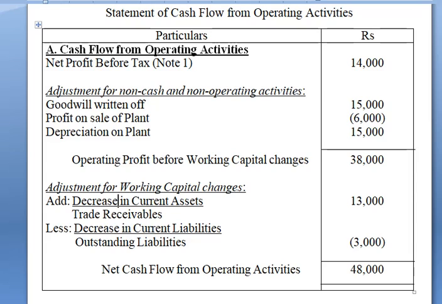Hello students. In this video we will see the solution of question number 3 from cash flow statement. We need to calculate cash flow from operating activities, and you are provided with this information. As you can see here, 31st March 2019 and 31st March 2020 are the previous year and current year respectively. You know that.